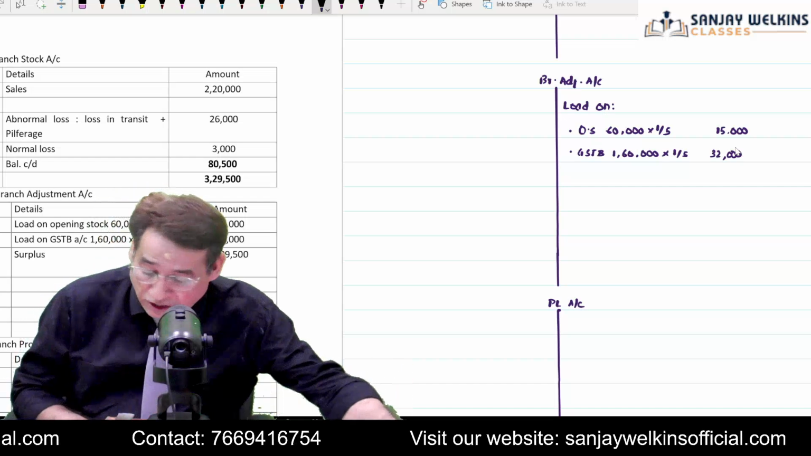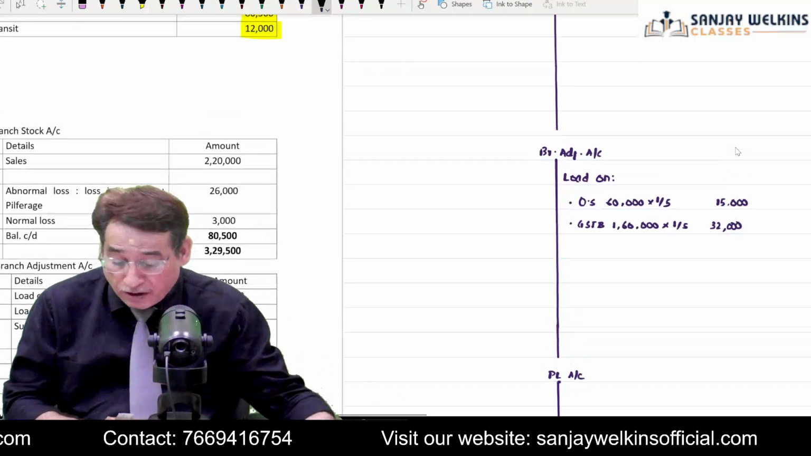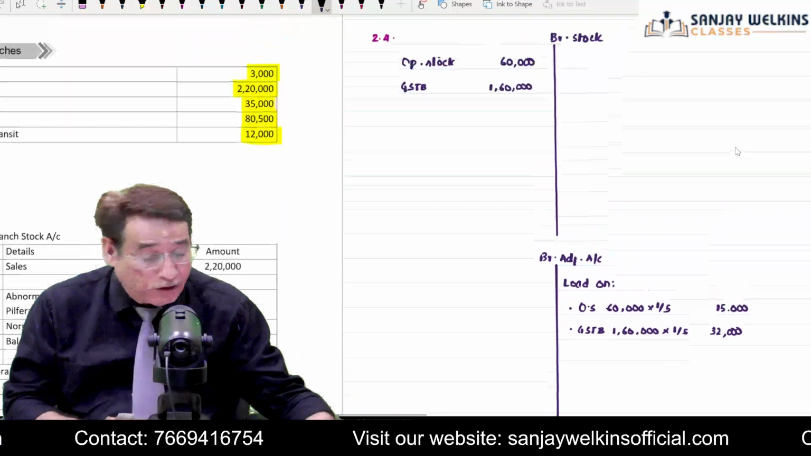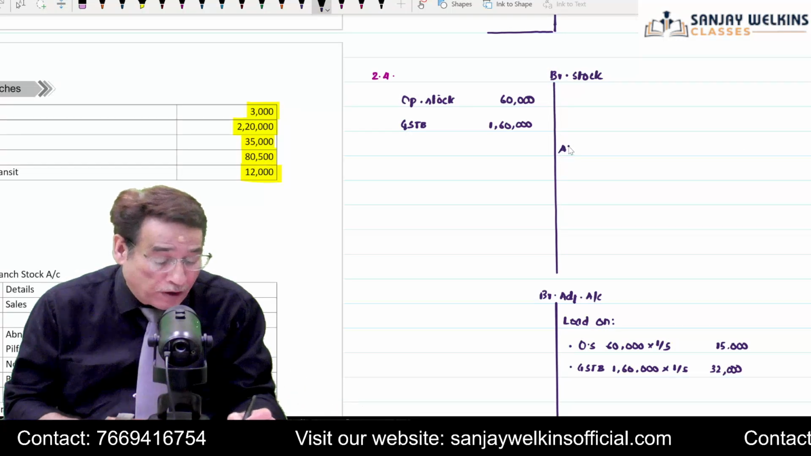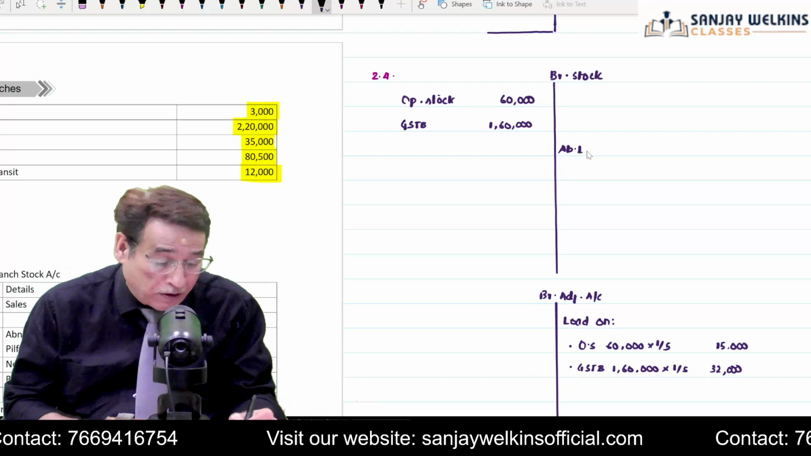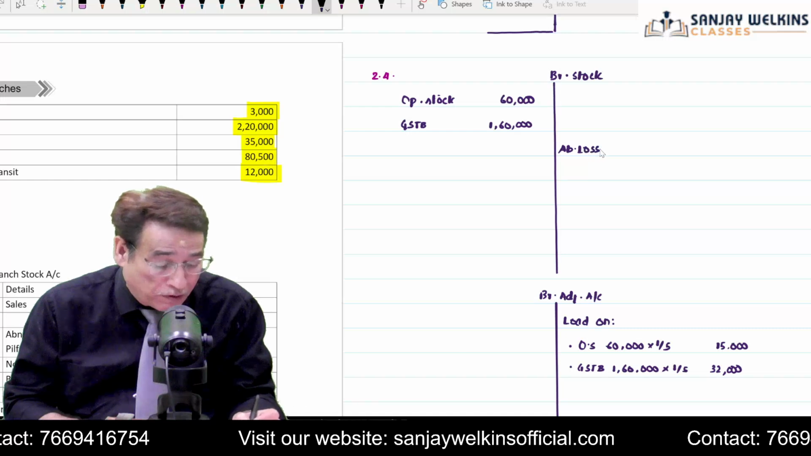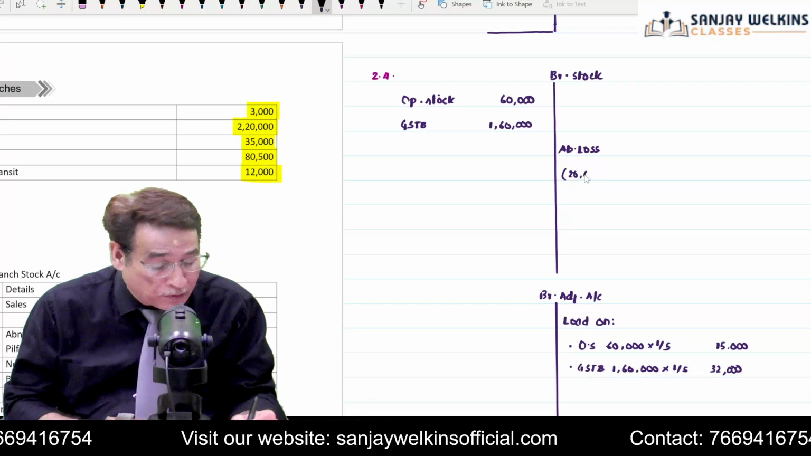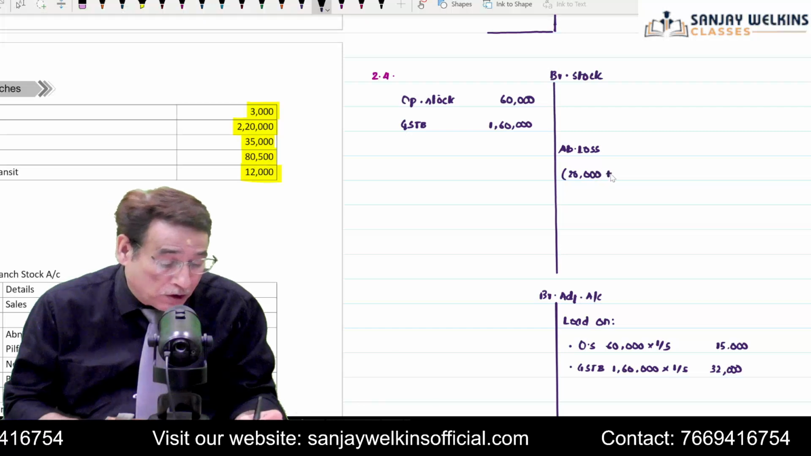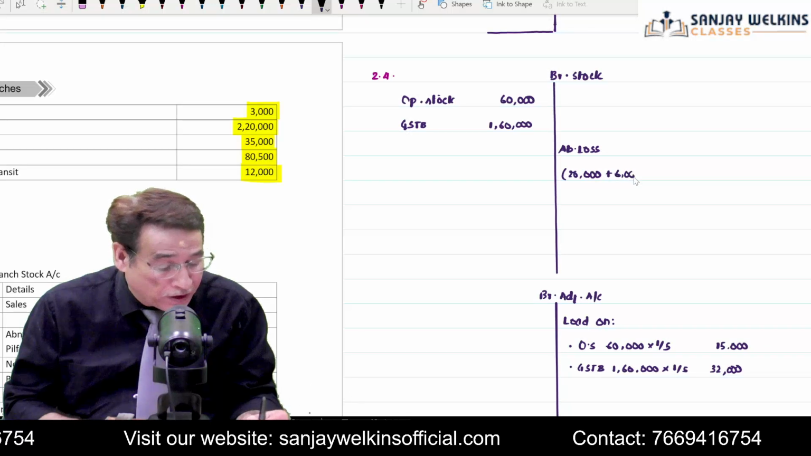After this, the next item which we have got here is loss in transit and goods pilfered. So we shall be writing it on the credit side of the branch stock account, and over here, first of all, abnormal loss you will be writing, and in bracket you write 20,000 plus 6,000. Total abnormal loss is equal to 26,000.